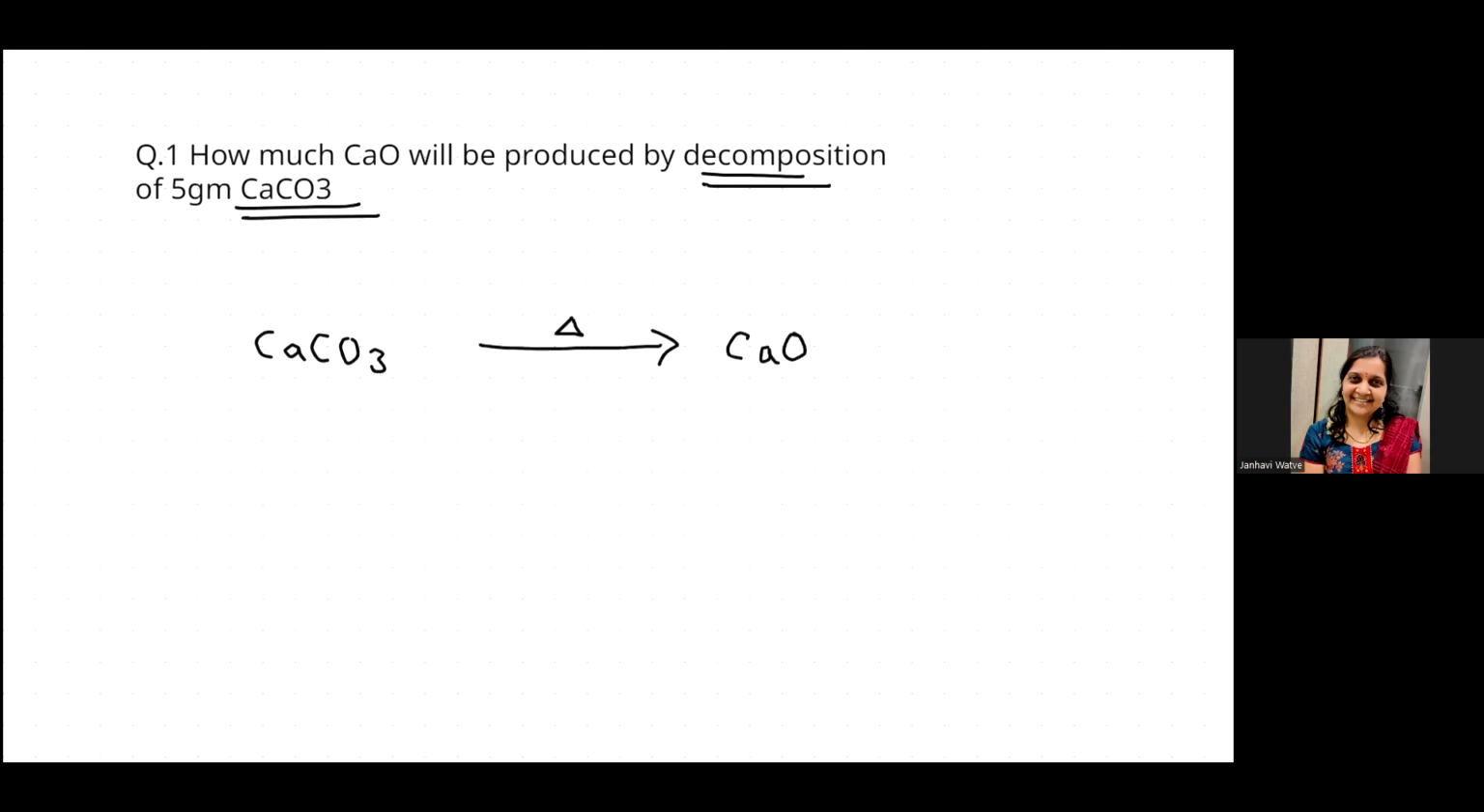Now, if we have to balance the reaction, what can we see? Calcium 1, calcium 1. Oxygen 3, oxygen 1. So we need 2 more oxygen here just to balance the reaction. And what about carbon? There is 1 carbon on the reactant side and no carbon on the product side. So we will add 1 carbon on the product side, and we get CaCO3 on the reactant side, and CaO and CO2 on the product side. CO2 being a gas, we will show it by an upward arrow.